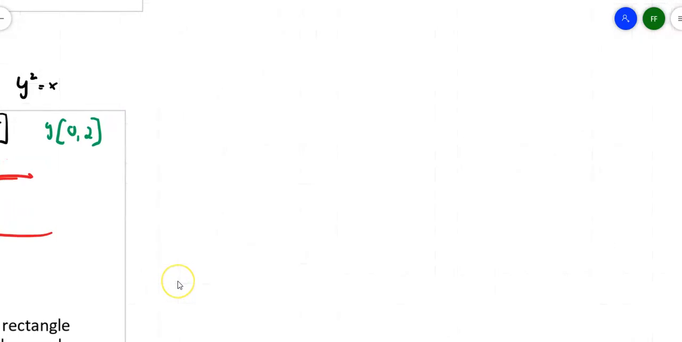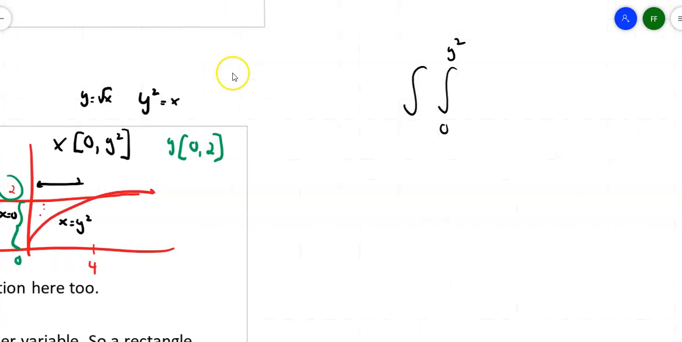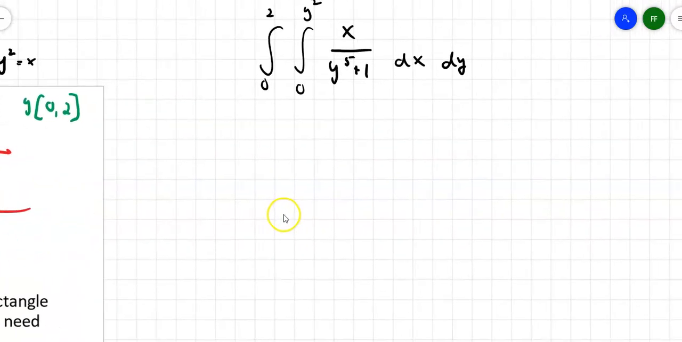All right, keep the function in mind because it just fell off the screen there. Double integral. We said the inside was the x's, and they're going from 0 to y squared. Double check my memory. Yes, the x's are going from 0 to y squared, and then the y's are going from 0 to 2 of x over y to the 5th plus 1. Right. Why is this an advantage?